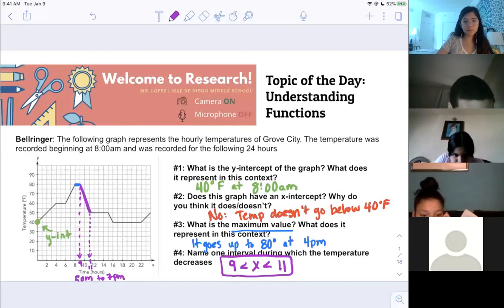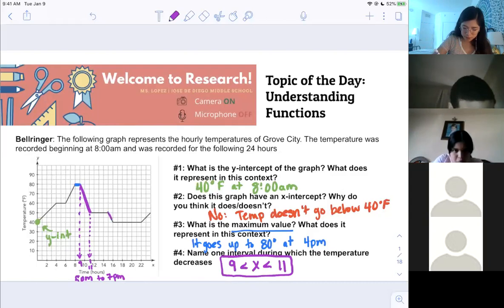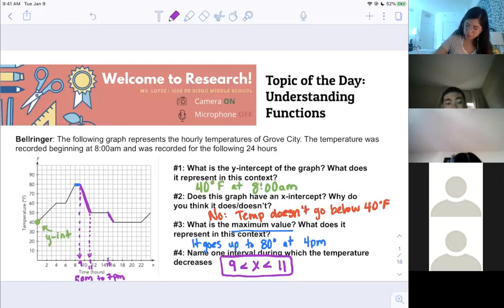14 and 16. Okay, yeah. So look very, very carefully. If you follow that line, 15 to 16. 15 and 16. 15 to 16.